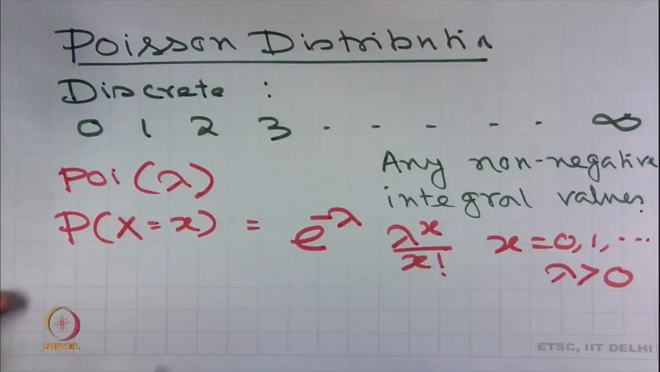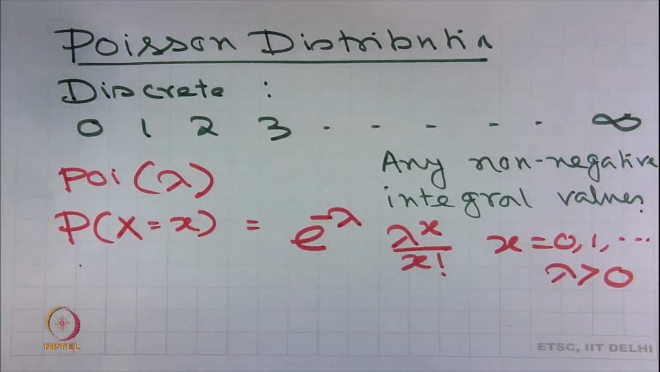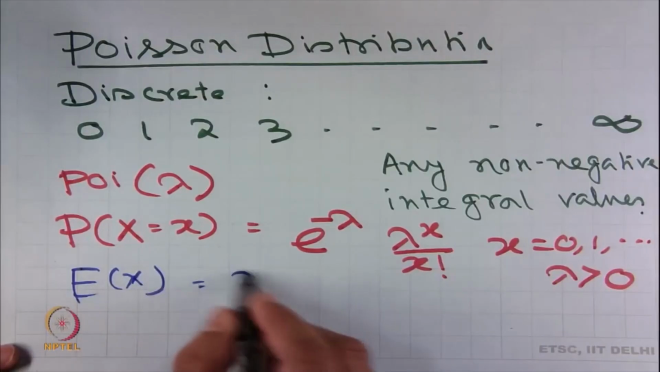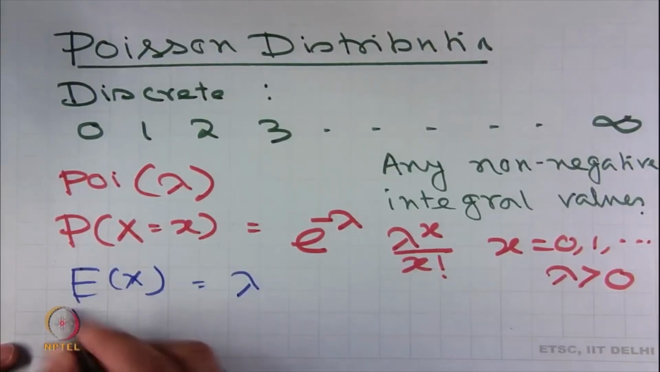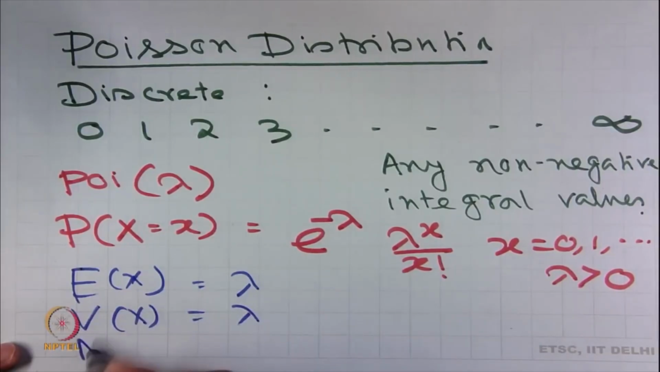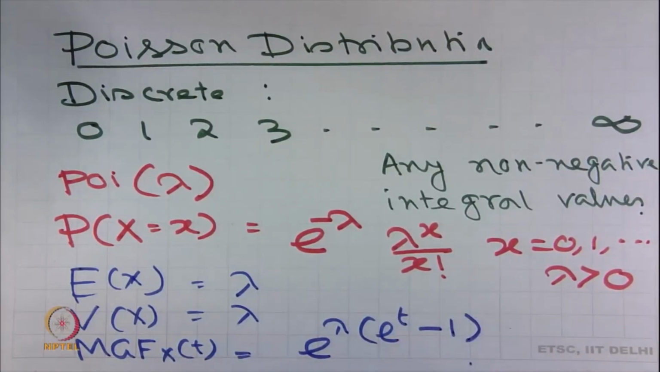If you are recalling, then you will be knowing that expected value of x is equal to lambda, variance of x is equal to lambda, and the moment generating function of x at the point t is equal to e to the power lambda into e to the power t minus 1. They are very easy to compute.